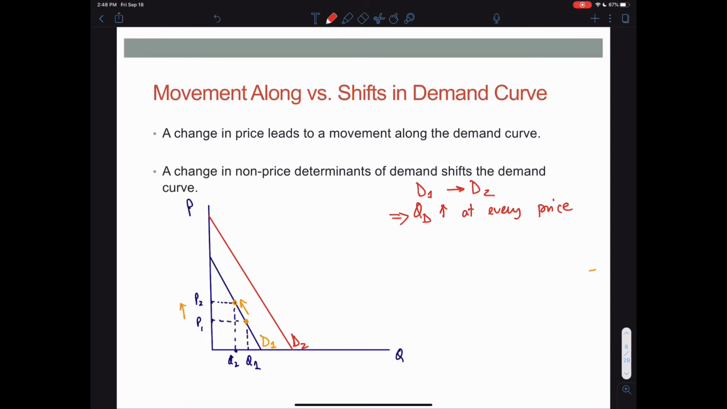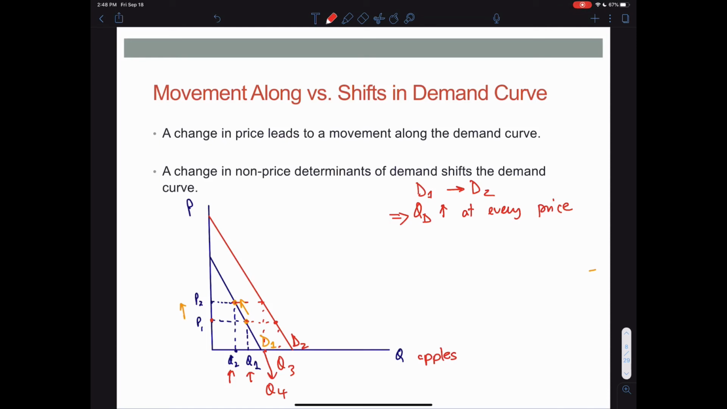Now, an example of that could be, suppose this good is apples. Your preference for apples increased because you're told that apples are good for your health. So what you do is, even if price doesn't change and is equal to P1, earlier you were consuming Q1, now you'll consume more, Q3. If price went up, under the old demand curve, you would have consumed Q2, but now you're going to consume slightly more than that, which is, let's say, Q4. So a change in a non-price determinant of demand should shift the demand curve.